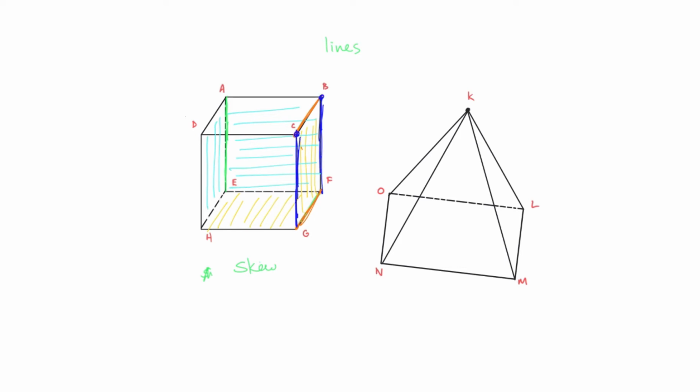So when you're looking at skew lines, it's something that won't intersect. Let's look at this pyramid here. Something that won't intersect ON, but is on a different plane.